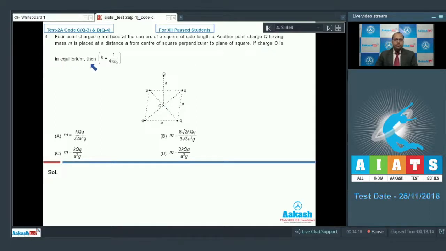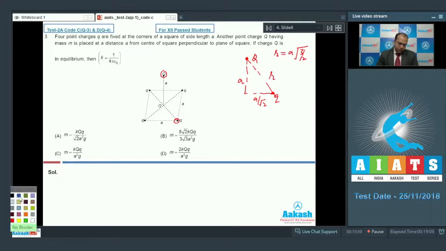If charge Q is in equilibrium, then suppose I am considering this point charge and this charge. Let this be the position of this charge q, and the position of charge capital Q is here. This separation is A by root 2 and this separation is A. So this separation R can be written as A into root 3 by 2. So the electric field at this point due to charge small q is in this direction, and let this angle be theta, then this angle is also theta.